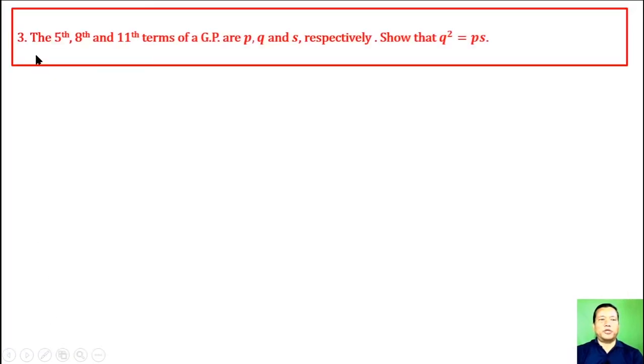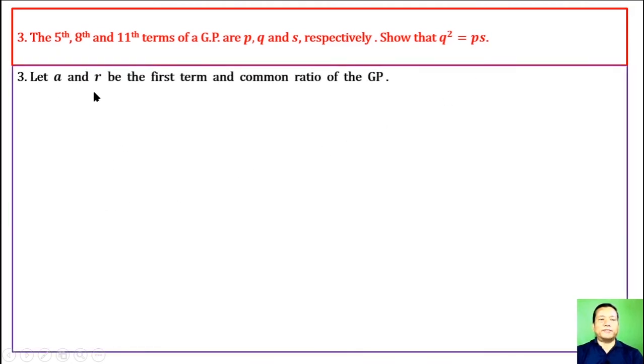Question number 3. The 5th, 8th, and 11th terms of a GP are small p, small q, small s respectively, so that q square equals the product of p and s. Let small a and small r be the first term and common ratio of the GP. Then p is equal to a times r to the power 5 minus 1, that is a times r to the power 4. q is also a r to the power 7. s is also a r to the power 10.